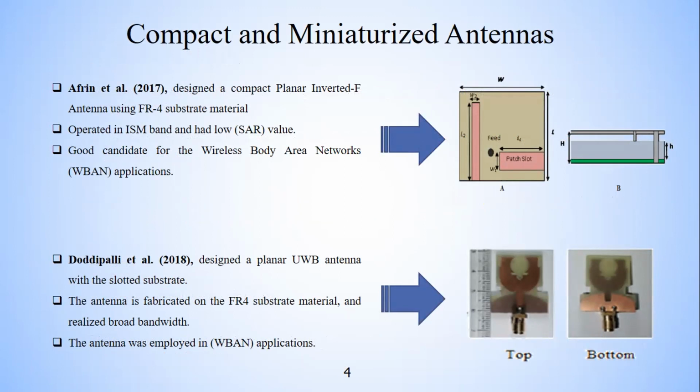I'm going to start with Afrin. They designed a compact planar inverted F antenna. They used FR4 substrate material. They started working on this antenna and they could work it on the applications of ISM because they obtained a low SAR value. This work was a good candidate for wireless body area network applications.